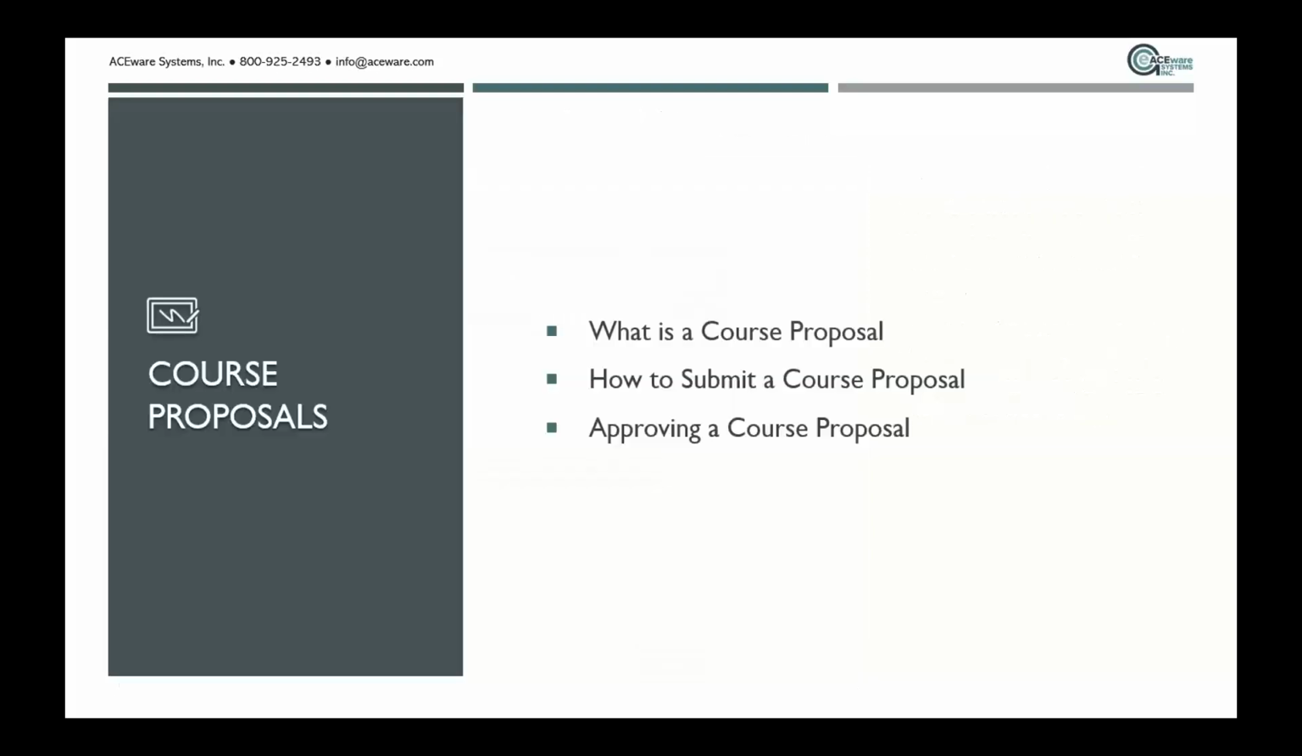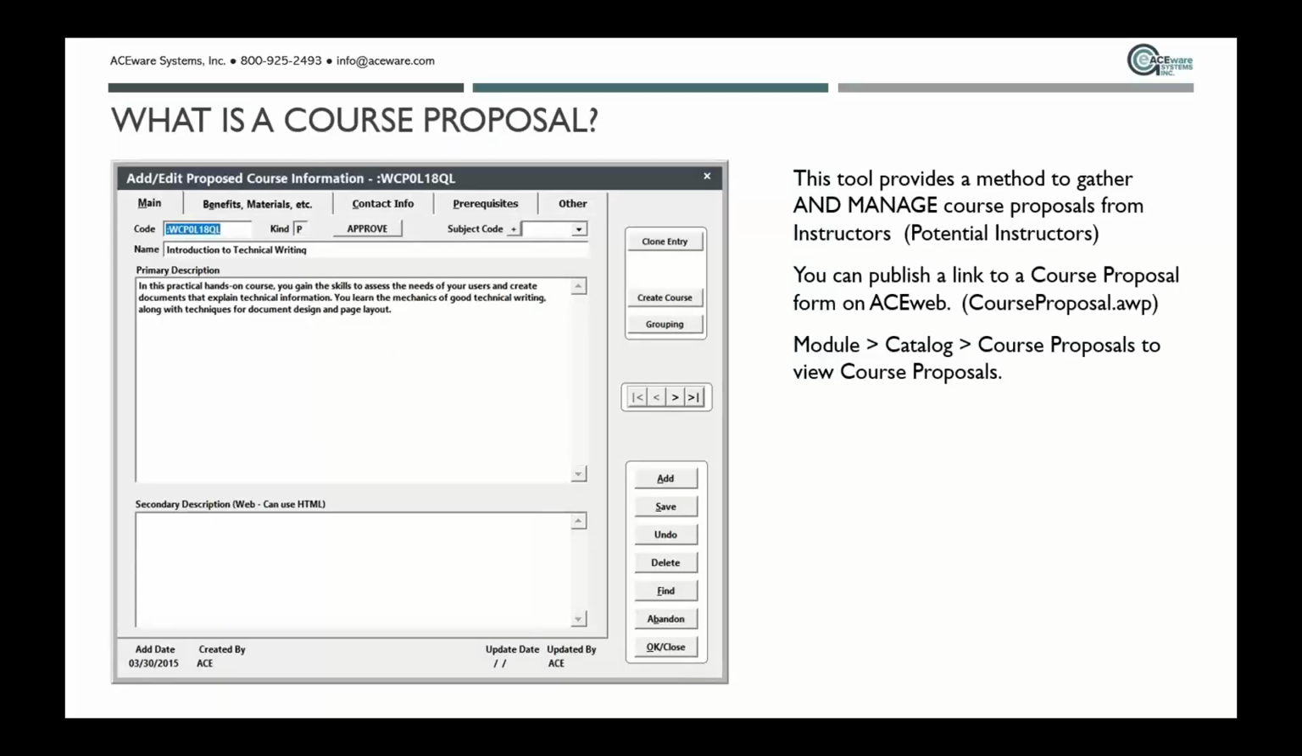Course proposals. Okay, we've kind of covered what is really the meat and potatoes of course catalog, which is the course descriptions, but you can do more. So we're going to talk about course proposals. This is a way for you to gather and manage course proposals from your instructors and potential instructors. What you can do is put a link to this course proposal form from your ACEware pages. And then under Student Manager, you can navigate to Module Catalog Course Proposals to view course proposals.